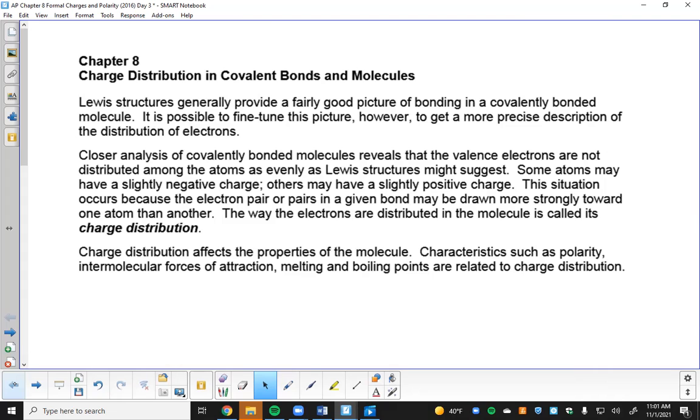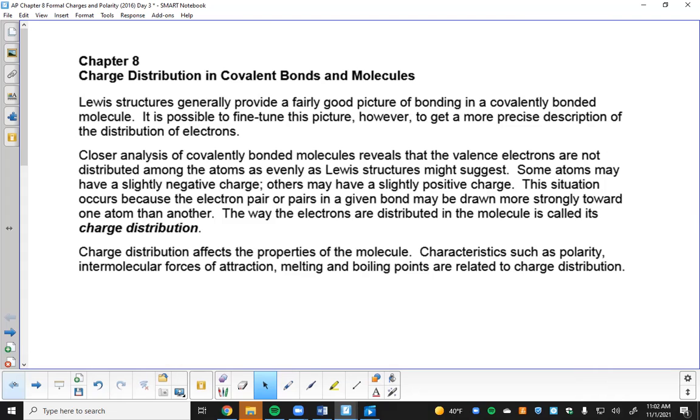Lewis structures generally provide a fairly good picture of bonding in covalently bonded molecules. It is possible to fine-tune this picture, however, to get a more precise description of the distribution of electrons. Closer analysis of covalently bonded molecules reveals that the valence electrons are not distributed among the atoms as evenly as a Lewis structure might suggest.